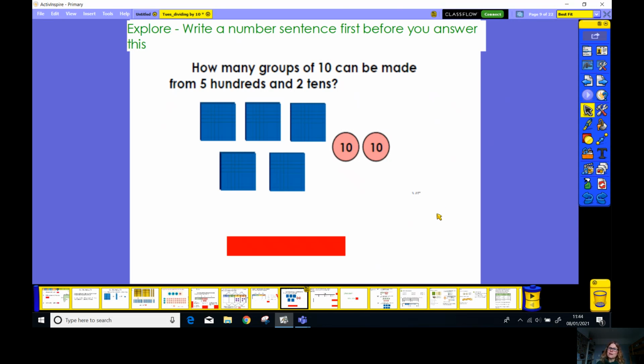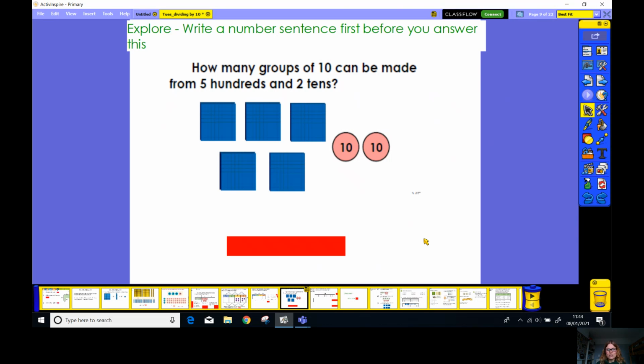Now I'd like you to have a go at this independently now. It says, how many groups of 10 can be made from 502 tens? What I'd like you to do first of all is write a number sentence, and then I'd like you to have a go at answering it. Remember, you could draw a place value grid to help you if you wanted to, if that makes it easier. Okay, pause the video and have a go at that now.